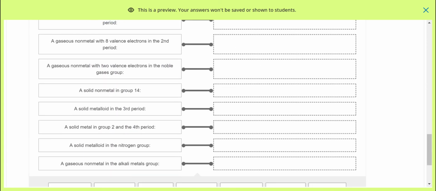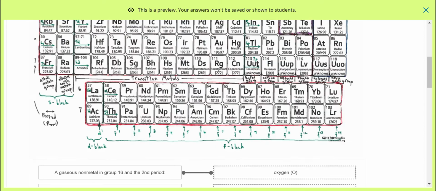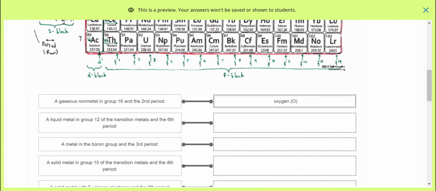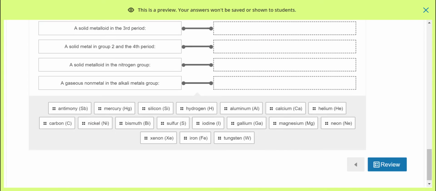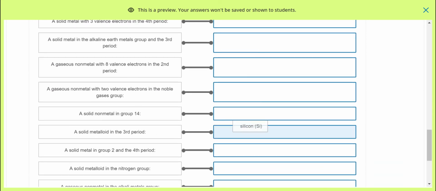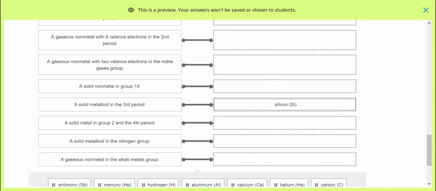So let's see. This one's saying a solid metalloid in the third period. Well, this doesn't tell us what column we're dealing with, but let's look at what's in the third period. Okay, so in row 3, we have sodium, magnesium, aluminum, silicon, phosphorus, sulfur, chlorine, and argon. Well, in the third row, we only have one metalloid, and that's silicon, and it also happens to be a solid. So we must be talking about silicon here. So let's match up silicon with that. Silicon is a solid metalloid in the third period.